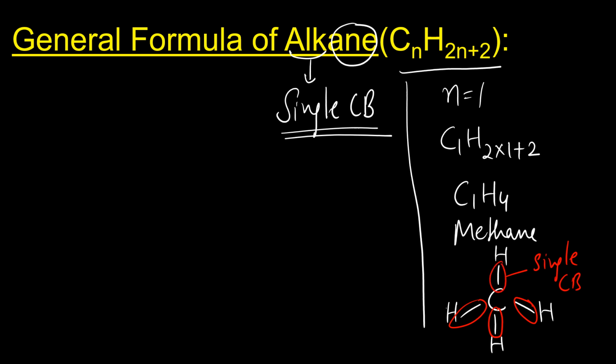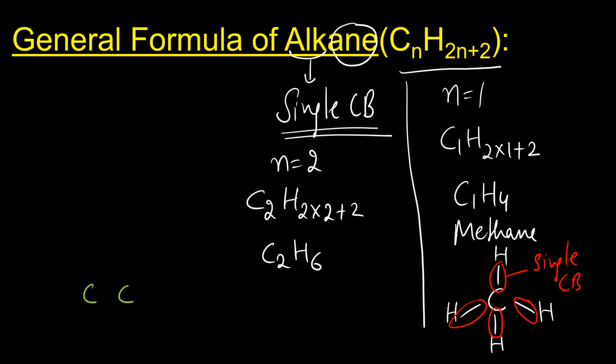So now let's see with that. Next, if I substitute n=2, what I get is C2H(2 times 2 plus 2), which gives me C2H6. Now let's draw its structure. Two carbons are there, and it's understood they are going to have a single covalent bond. So let's draw the single covalent bond.